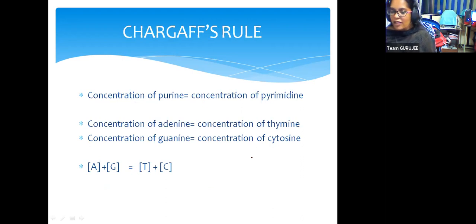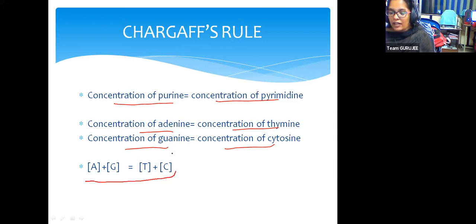Okay, so this is Chargaff's rule. In Chargaff's rule, the concentration of purine will be equal to the concentration of pyrimidine. That is, the concentration of adenine will be equal to thymine, and the concentration of guanine will be equal to cytosine. Or it can be written in this form: A plus G is equal to T plus C.